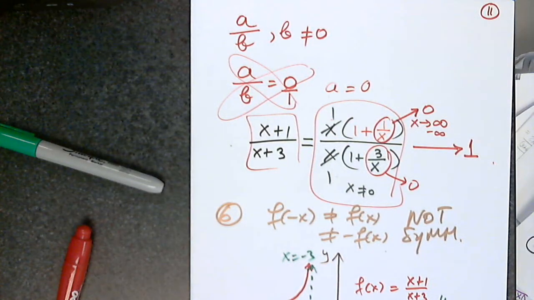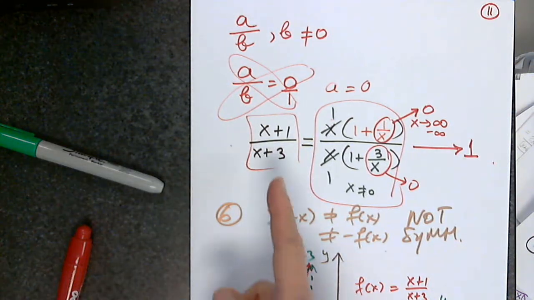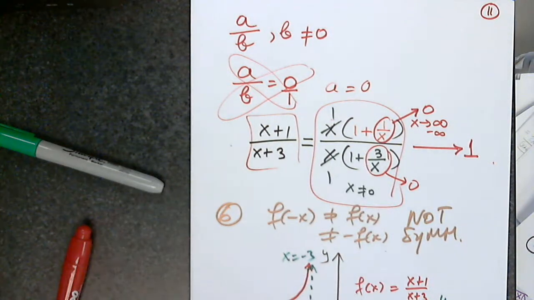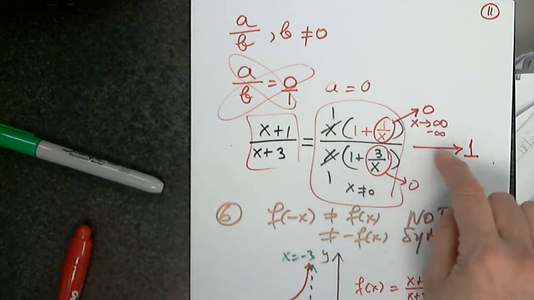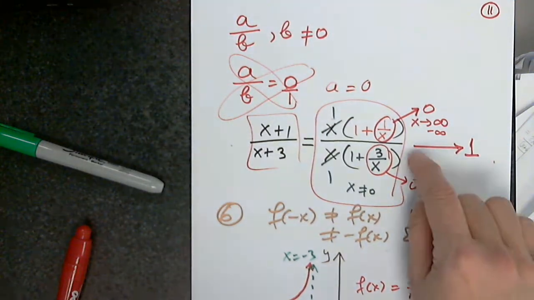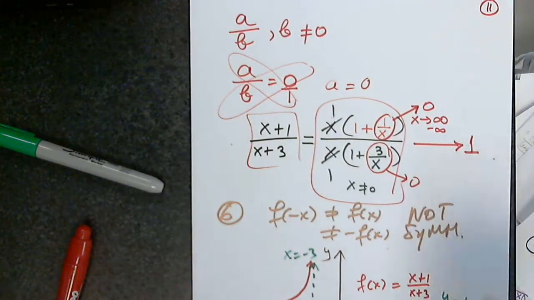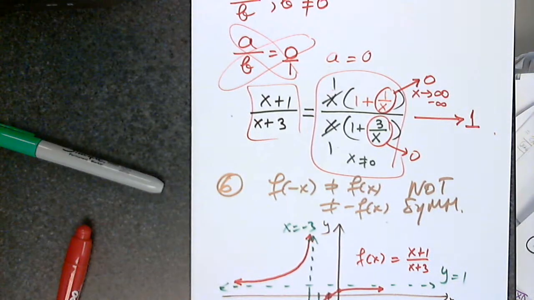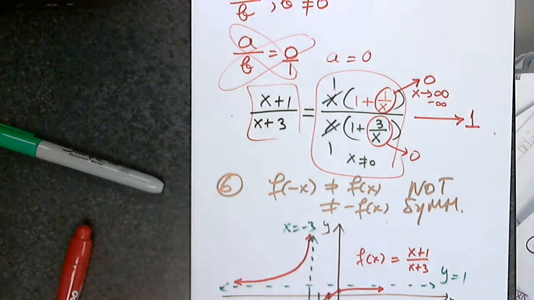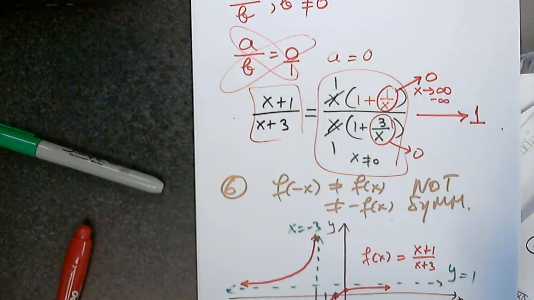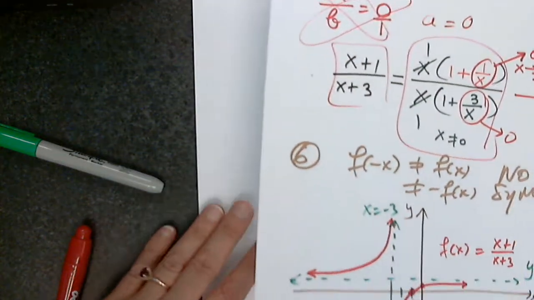I cannot say equal. This is equal. From here, what I did here is equal. But from here to write equals 1, I cannot. I have to write an arrow, meaning it approaches 1. In short, for type 1 it is always the leading coefficient over the leading coefficient. But they have to have the same degree.